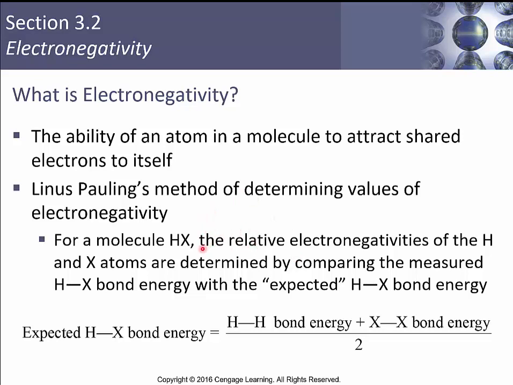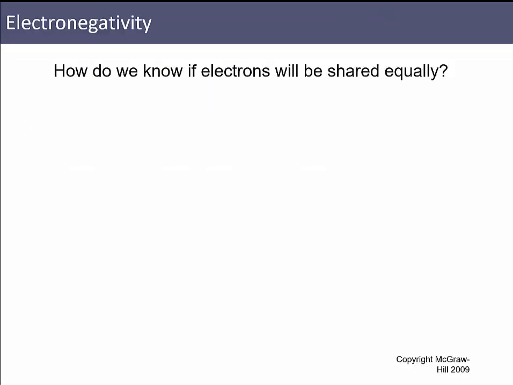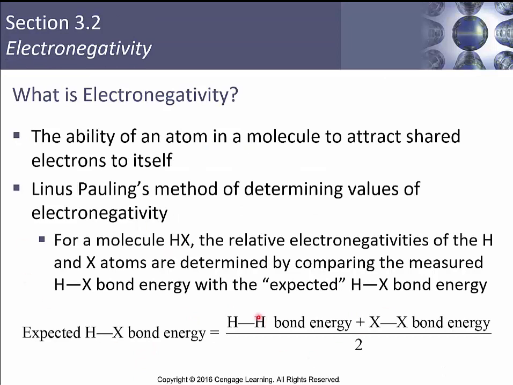So for an example, HX, the relative electronegativities of the hydrogen and whatever X is, usually a halogen, are determined by comparing the measured H-X bond energy to the expected bond energy. You expect a certain bond energy, which is the sum of the hydrogen-hydrogen bond energy and the X-X bond energy, like a chlorine-chlorine bond energy, divided by 2. But I am not going to make you compute this. This is just where it comes from. I will give you a table that will include all of your electronegativity values.